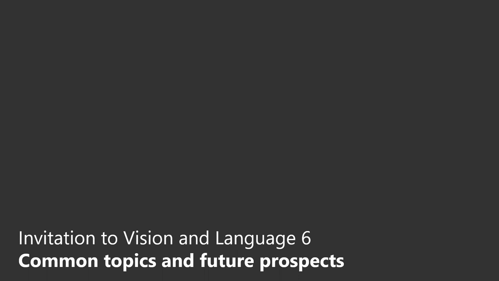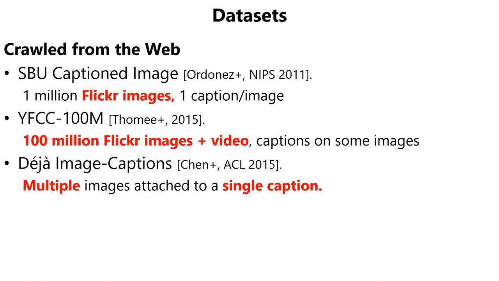Finally, I would like to talk about common topics and the future prospects of vision and language. The first topic is about datasets. Datasets can be roughly divided into those crawled from the web and those created by crowdsourcing appropriate caption and image pairs. One of the characteristics of the datasets crawled from the web is that they can be constructed from very large image caption pairs, such as 1 million or 100 million images even from 10 years ago. However, these captions are only those that have been added as captions on image posting sites, so we cannot be sure that the captions are truly accurate and straightforward about the context of the images.